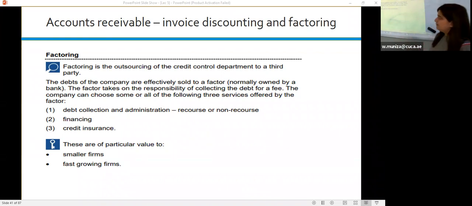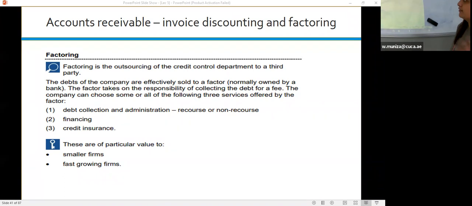So what is going to happen? Factoring is outsourcing of the credit control department to a third party. In the case of invoice discounting, we are not giving the control to a third party. We take the discounted amount, then the customer pays the company, and then the company itself pays the discounter the amount together with interest. But in the case of factoring, we are giving the control to the third party. So the control is going to be with the third party.